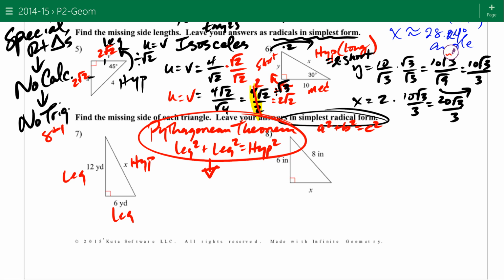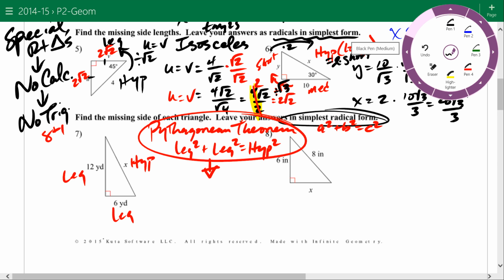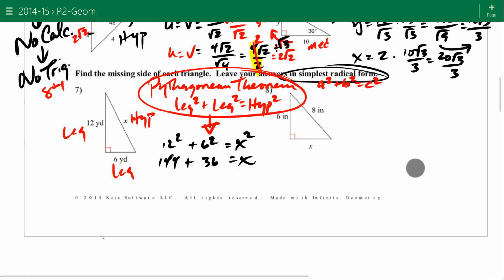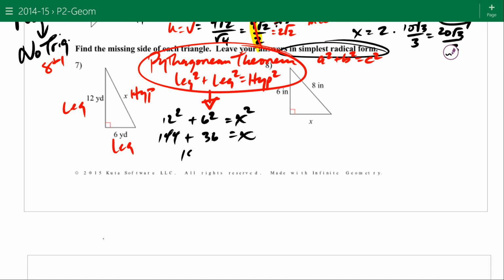We're going to take 12 squared plus 6 squared is equal to x squared. That's 144 plus 36 is equal to x squared. That's 180 is equal to x squared. The square root. And then 180, what is that? Well, let's factor. Divided by 2 to get 90, divided by 2 to get 45, divided by 5 to get 9, divided by 3 to get 3, divided by 3 to get 1.